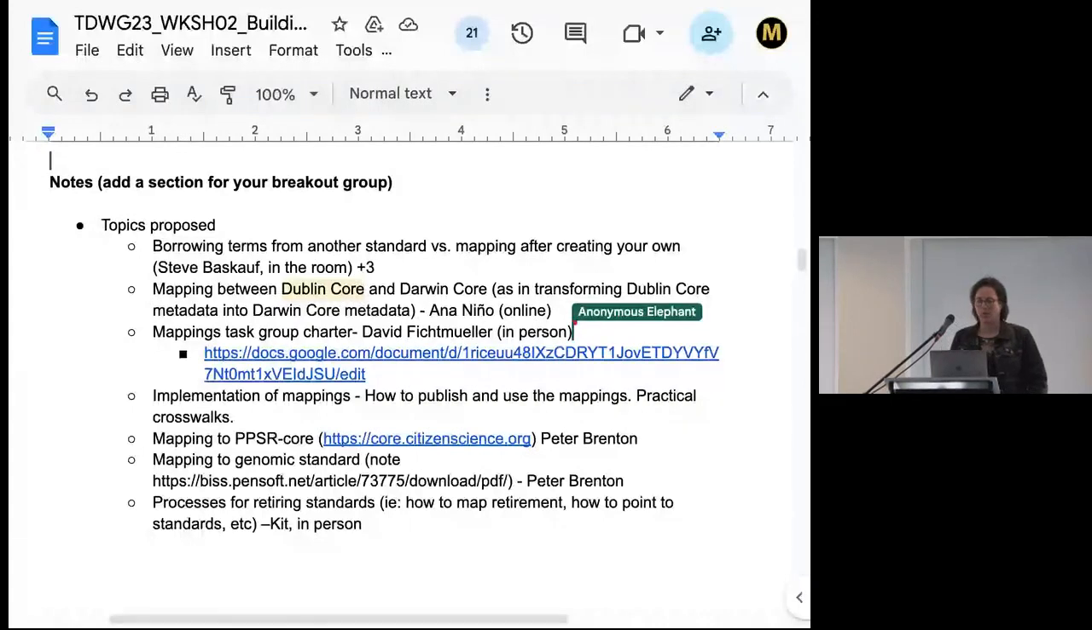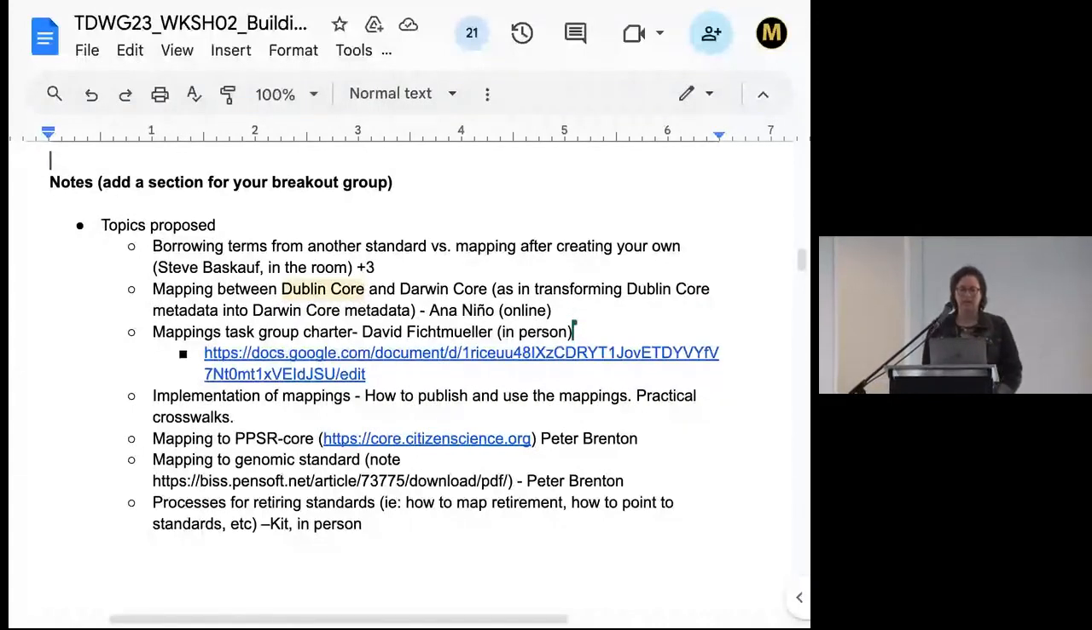So we were talking about implementation of mappings and how to publish and use these mappings, and the practical actual crosswalks, merging different kinds of data sources with different kinds of schemas and using multiple mappings. What mappings are people already doing?